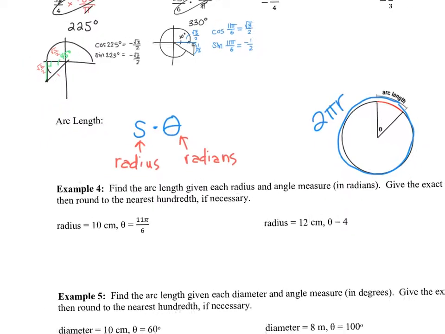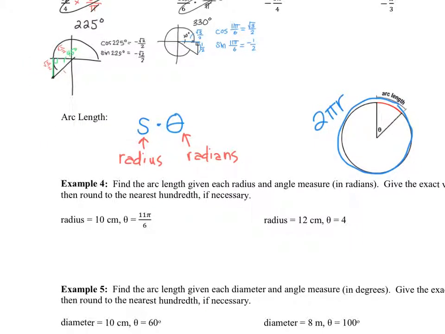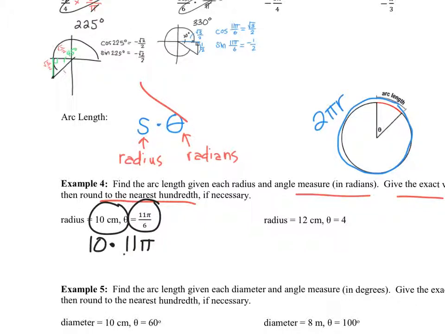So find the arc length of each radius and angle measure. It's given in radians. Give the exact value, and then round to the nearest hundredth. So I don't have my calculator on me, but you could put it in your calculator. So this is just going to be radius times radians, 11 pi over 6. So I'm going to reduce 10/6 to be 5/3. So the answer is going to be 55 pi over 3, and we have centimeters, because it's a distance.